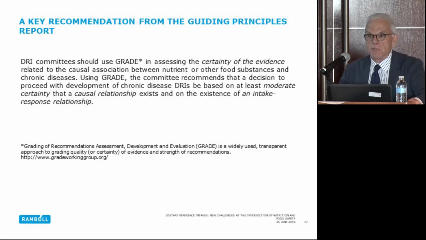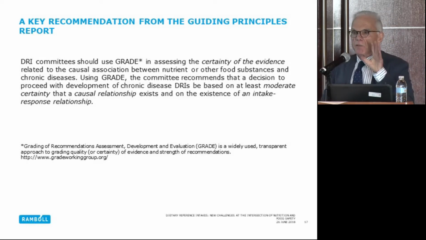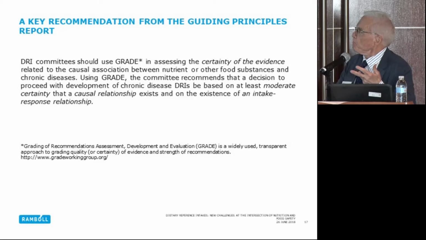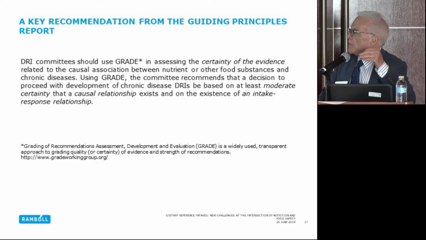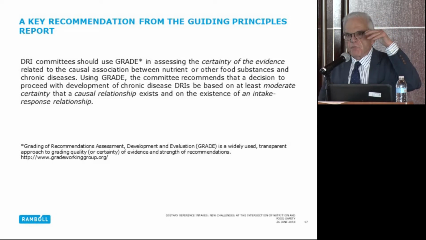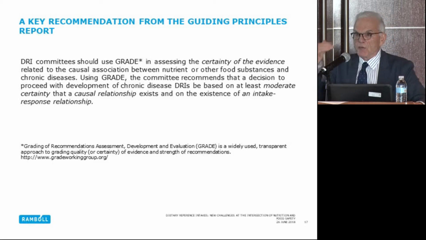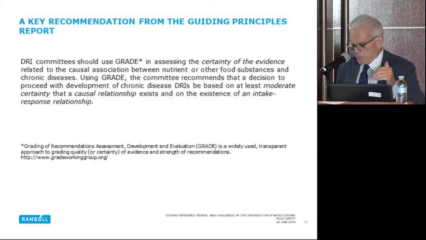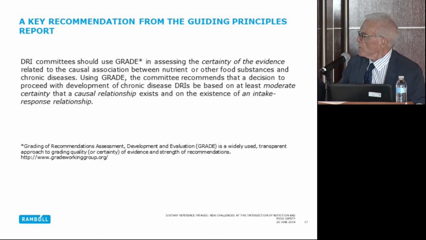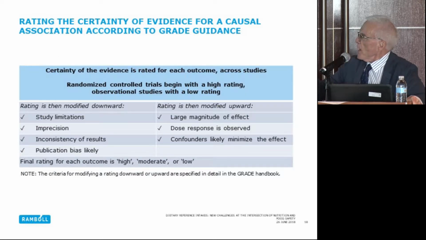It does not just dismiss observational studies, but the system itself begins by giving the evidence a rating from high to low confidence, or high to low certainty in the outcome. Evidence from RCTs is rated initially very high, and initially evidence from observational studies is rated very low. Evidence from RCTs may then be downgraded according to characteristics of the individual studies. So the rating is modified downward.